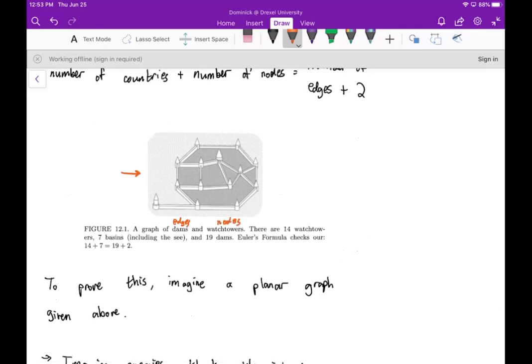Right? So in this case, we have 14 nodes or 14 watchtowers and 7 basins, and there's a little typo there, including the C, right? Because you have 1, 2, 3, 4, 5, let's see, 6, and then the outside one would be 7, right? So something like that.